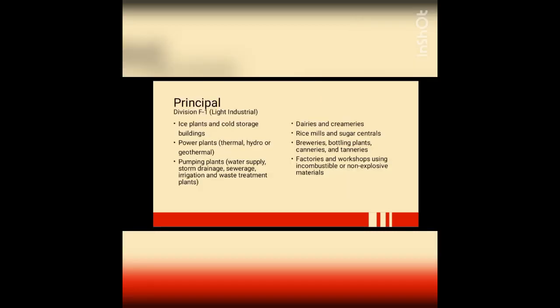Principal goods are both used for industrial and business use. Division F1, the examples are ice plants and cold storage buildings, power plants, pumping plants, dairies and creameries, rice mills and sugar centrals, breweries, bottling plants, canneries and tanneries, factories and workshops using combustible or non-explosive materials.